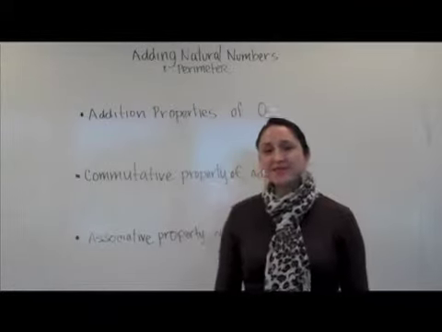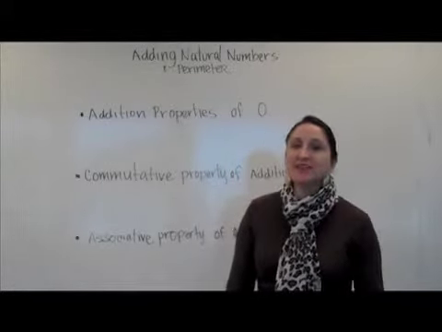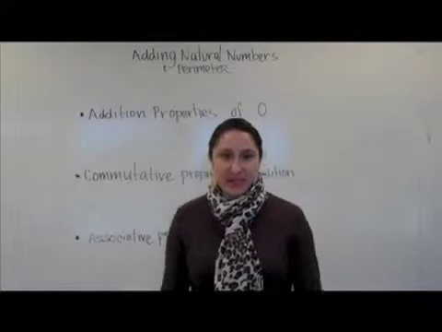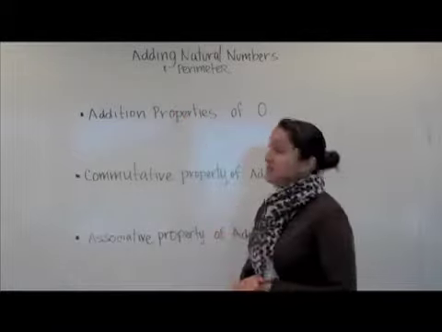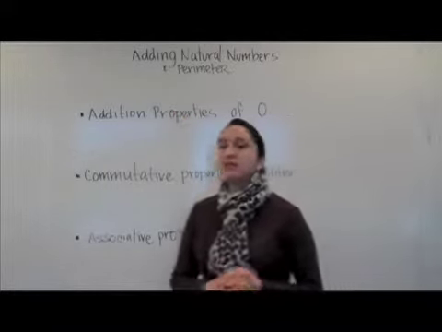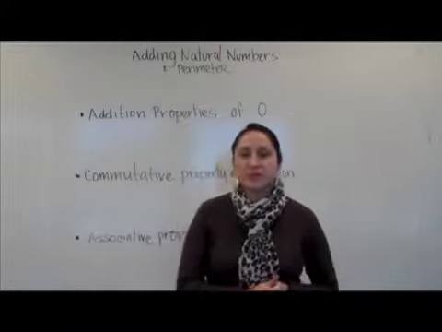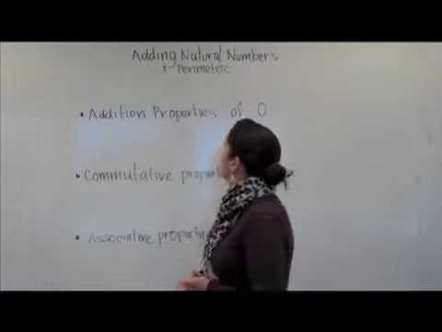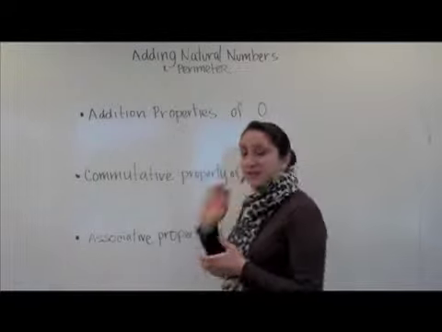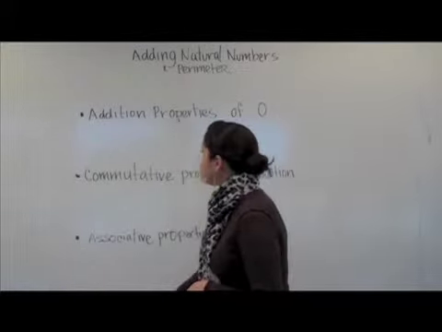Hello, my name is Vanessa, and in today's podcast we're going to be learning some basic mathematics. We're going to be talking about adding natural numbers and a little bit about a perimeter, what that means also. So let's start with some properties of addition. The addition property of 0, that's our first one that we want to talk about.